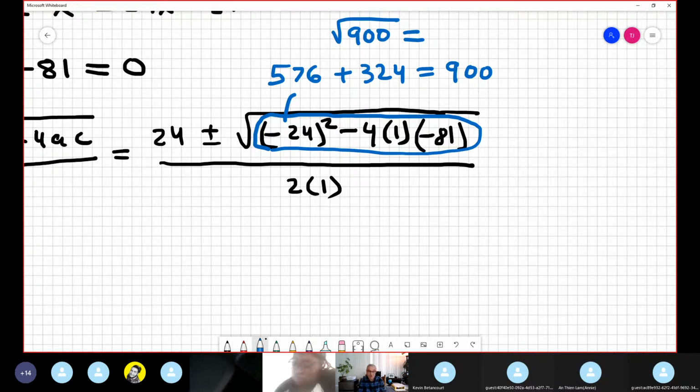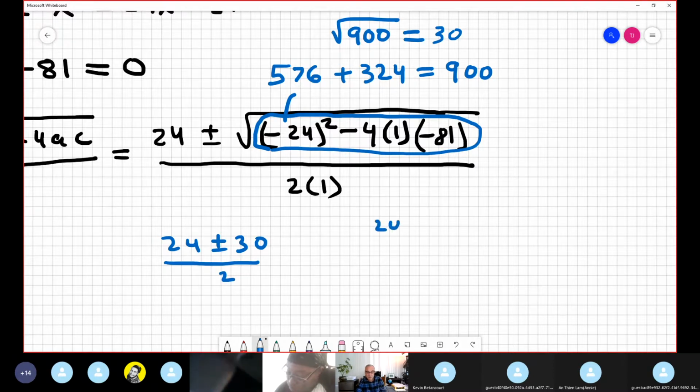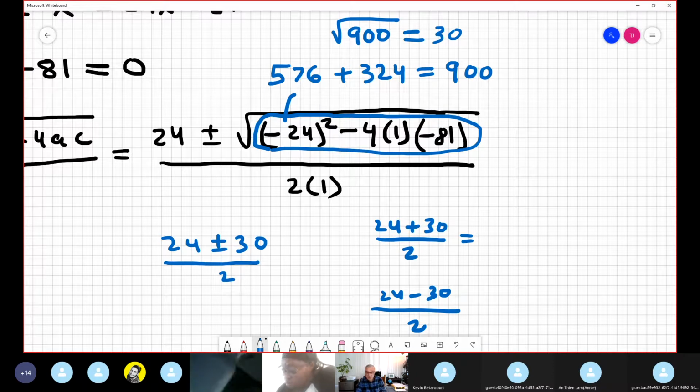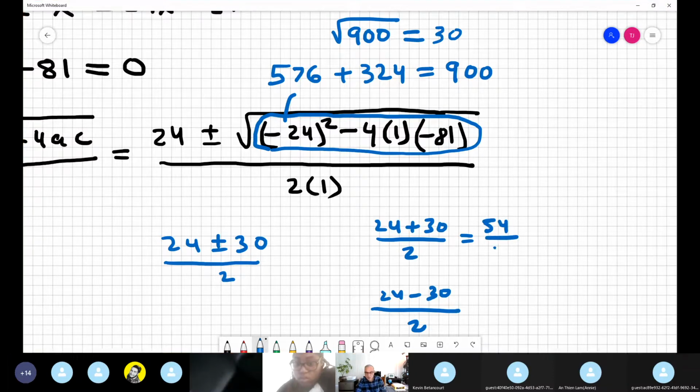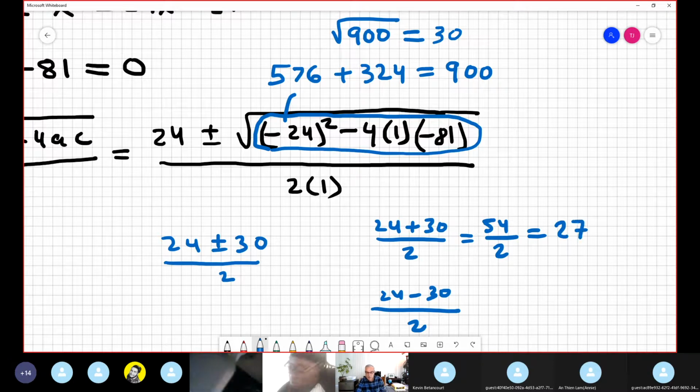Exactly, 30. Okay, so far we have 24 plus or minus 30 divided by 2. Let me separate into pieces: 24 plus 30 divided by 2, and 24 minus 30 divided by 2. This is 54, right? 54 divided by 2 is 27. And this is minus 6 divided by 2, which is negative 3. Boom, boom.